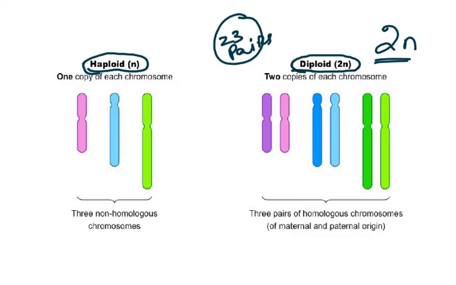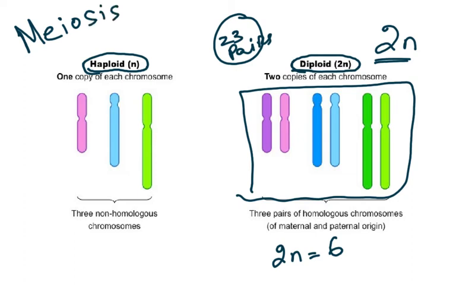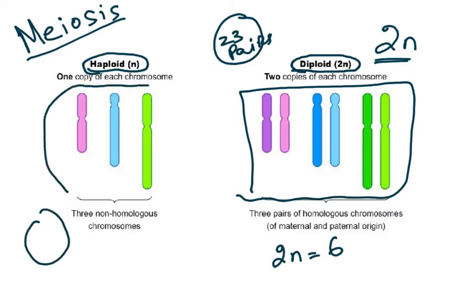So in this example that we are showing you here, the 2n number is equal to 6, or the diploid number is equal to 6. So what happens when we have a type of cell division which is called meiosis? In meiosis, the cell that is formed has only one of each pair. It has half the number of chromosomes. Haploid means half.